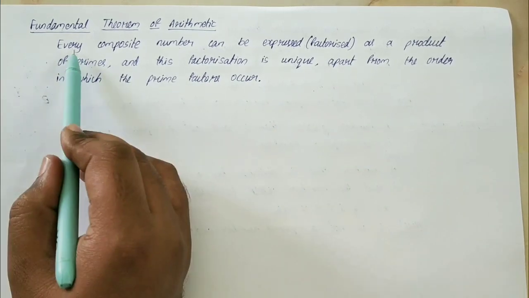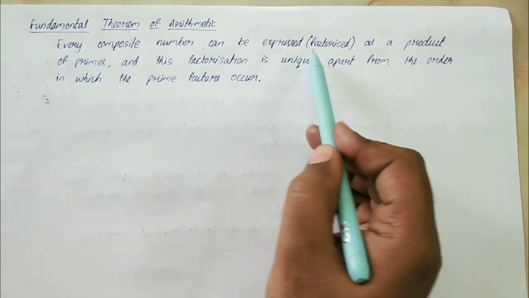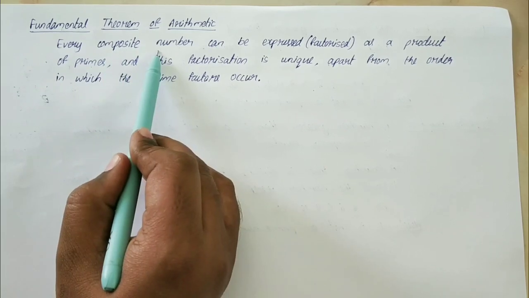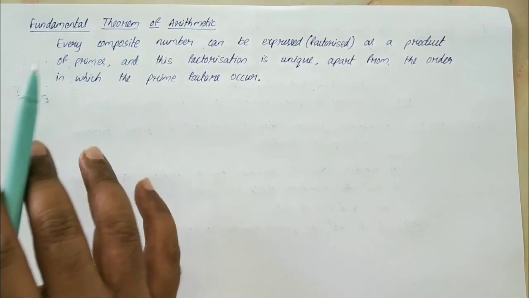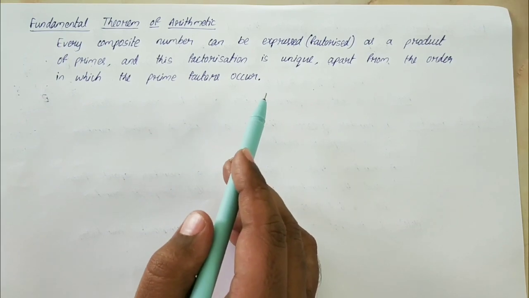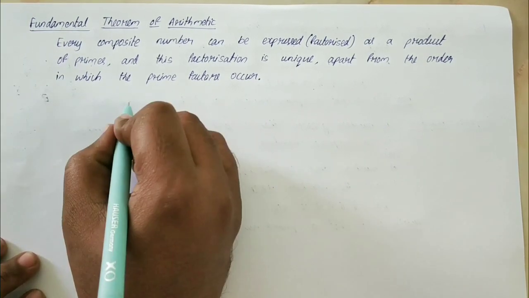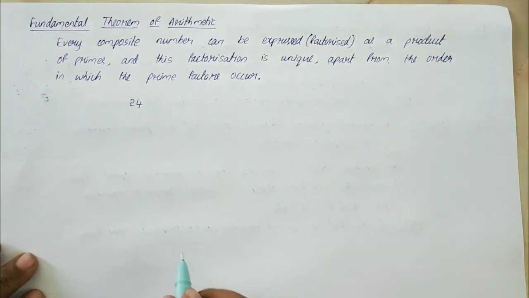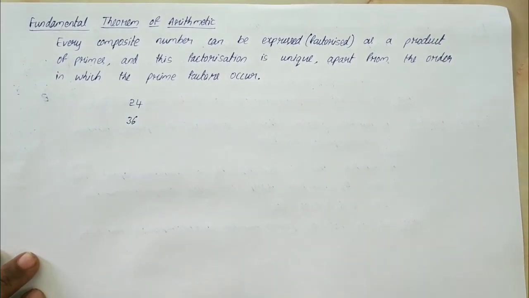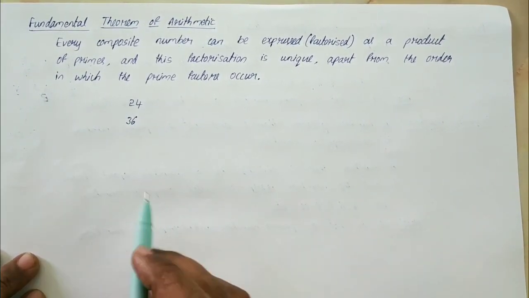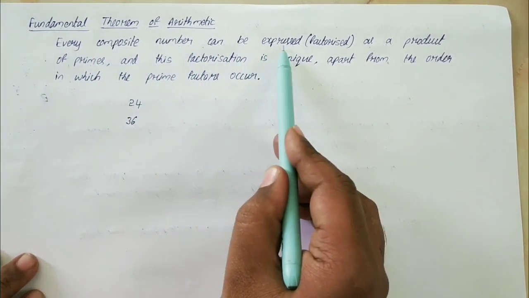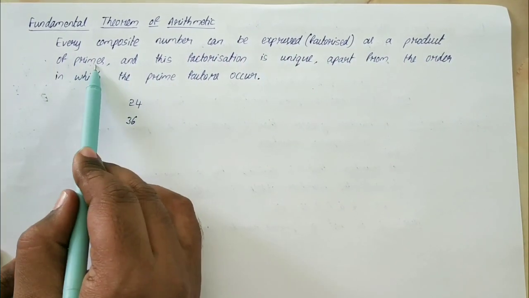So I'll repeat once again. Every composite number can be expressed as a product of primes. You know the composite numbers, right? What do you mean by composite numbers? The numbers which are not prime numbers, we can call them composite numbers. For example, 24, this is a composite number, and one more, 36, this is also a composite number. So what the statement says here is, every composite number can be expressed as a product of primes.